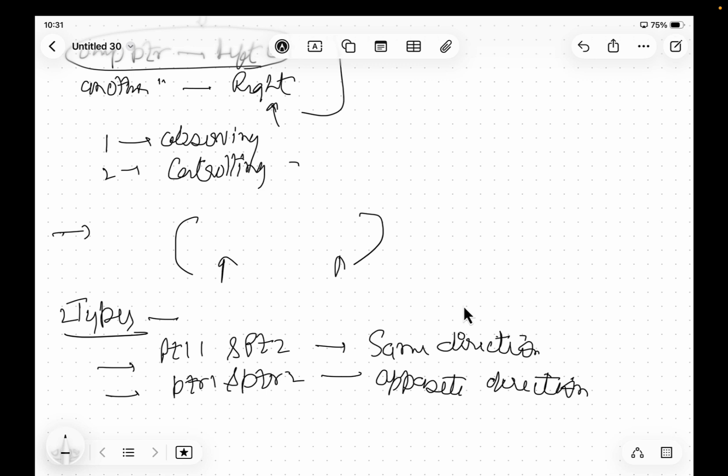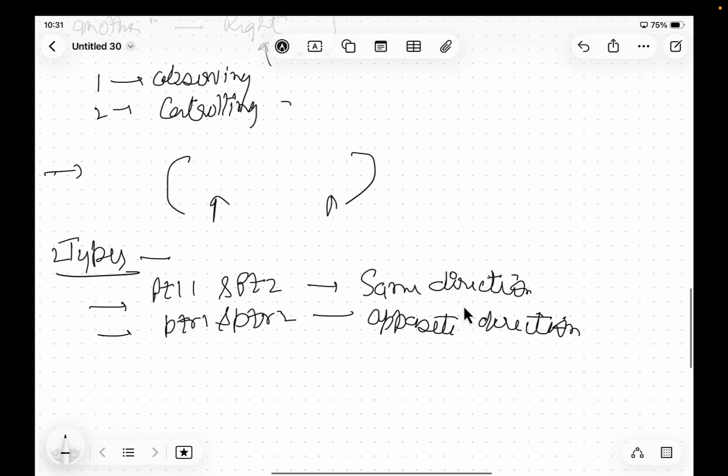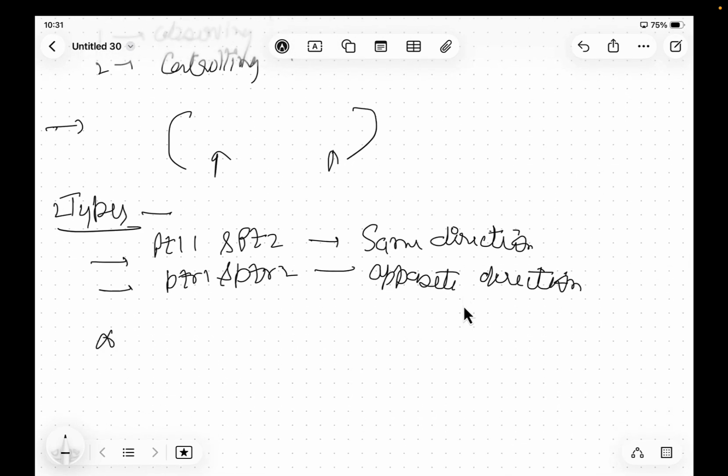All right, so the first type is when both pointers move in the same direction. This is used when we are rearranging the data.